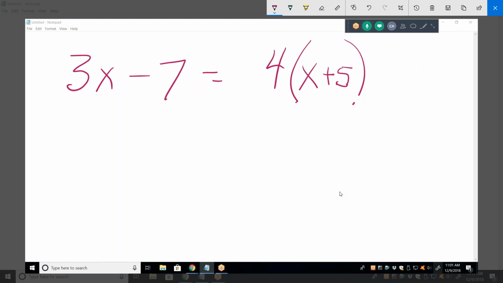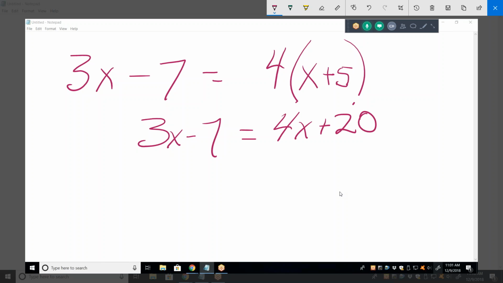Now, what's the first step in solving this one? Parentheses. Okay, so I'm not going to do anything to this side yet. Distribute that 4. That gets rid of the parentheses. What is it? 4x plus 20. Okay.